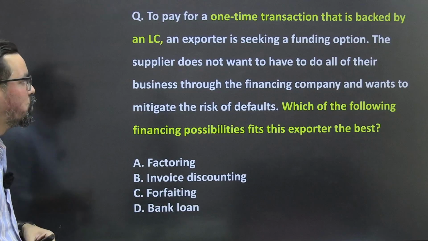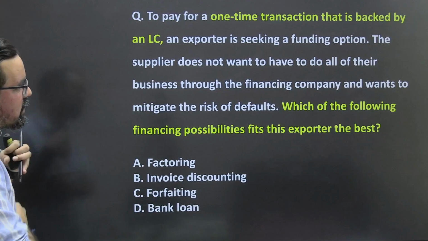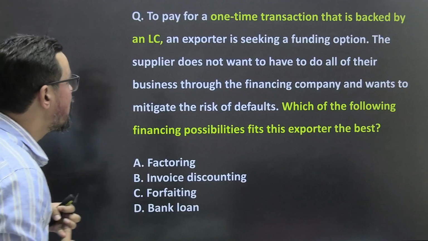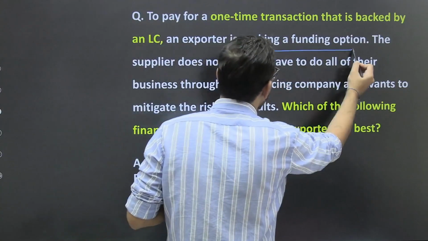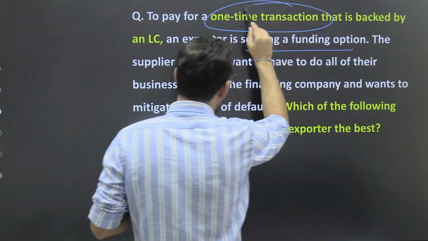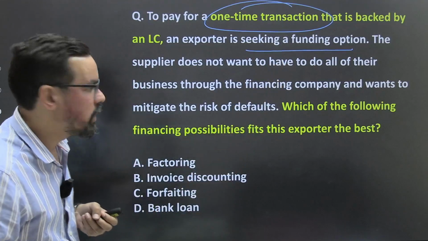To pay for a one-time transaction that is backed by an LC, an exporter is seeking a funding option. So if it is a one-time transaction, they are talking about forfeiting.